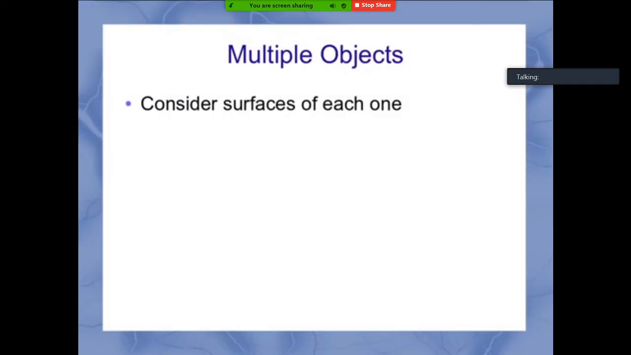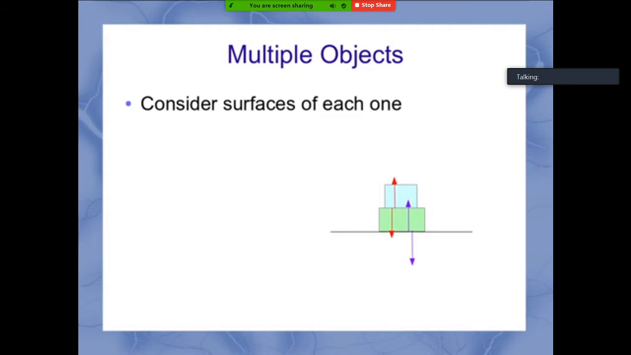If I have multiple objects, I need to consider the surfaces for each one of those objects. So here I've got two boxes sitting on top of each other, sitting on the floor. Well, there's a surface between the two boxes, and so the green box pushes up on the blue box, but the blue box is also pushing down on the green box. And there's a surface contact between the green box and the floor, so that the floor pushes up on the green box and the green box pushes down on the floor.